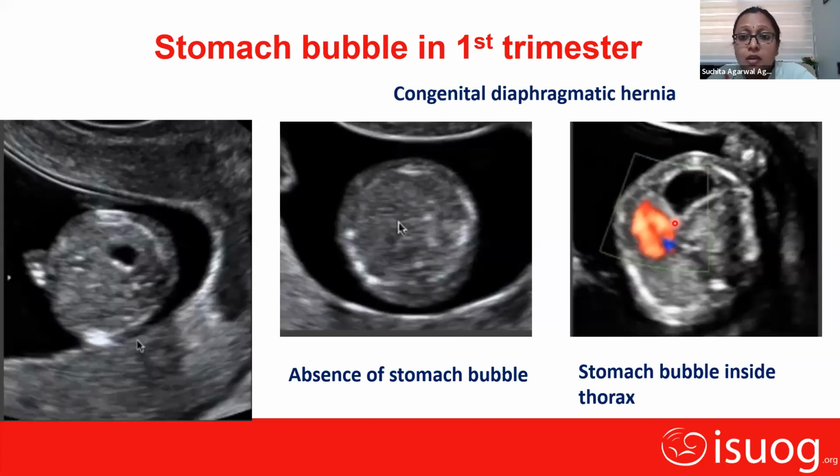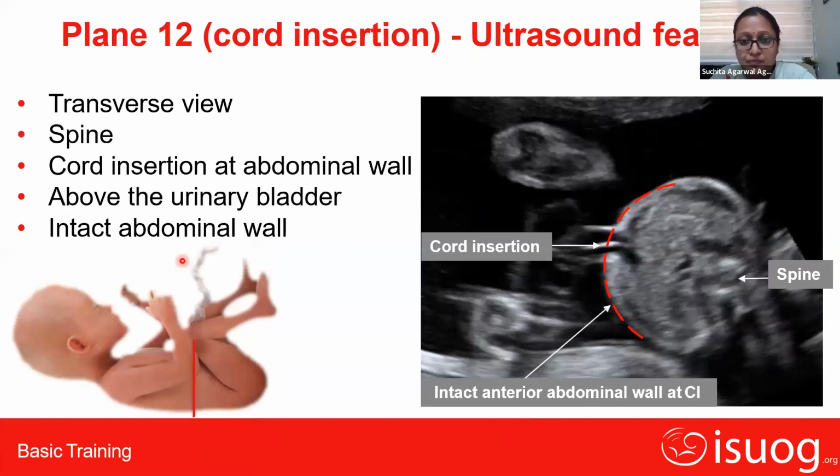So such a complex anomaly can also be detected in the first trimester, provided we take the AC plane in the first trimester. So visualization of the stomach in the first trimester is as important as it is in the second trimester. We rule out such complex diagnoses by seeing the stomach in the first trimester.